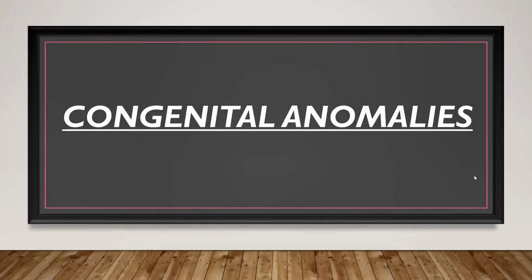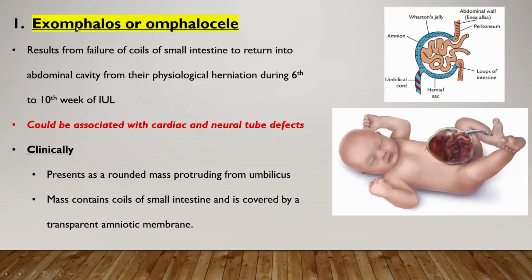Now congenital anomalies. So first one is exomphalos or omphalocele. It results from failure of the coils of small intestine to return into abdominal cavity from their physiological herniation during 6th to 10th week of the intrauterine life. As I have already mentioned, during the midgut rotation, before that there is physiological hernia. So if that physiological herniation is not returning back, that will lead to the exomphalos or omphalocele.